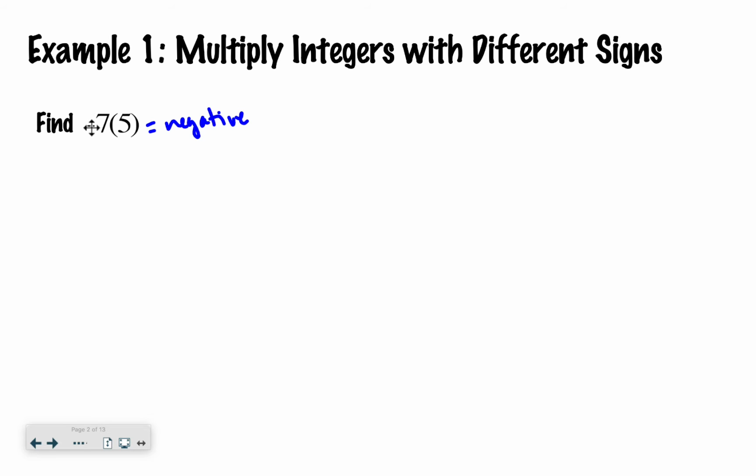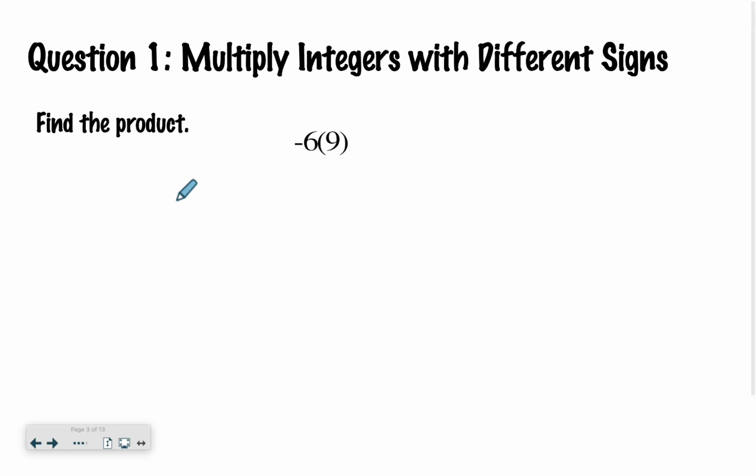Okay, so I have negative 7 times 5. Negative times positive is going to be a negative. 7 times 5 is 35. Okay, how about you try this one on your own? Find the product of negative 6 times 9. Good luck. Hopefully you said negative times positive is a negative and 6 times 9 is 54. So your answer would be negative 54.